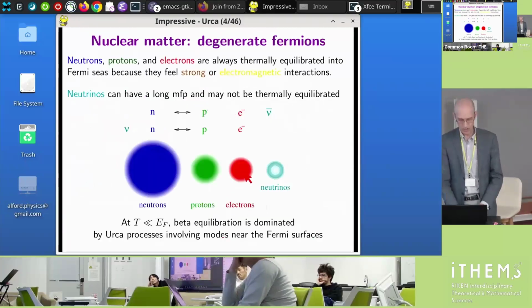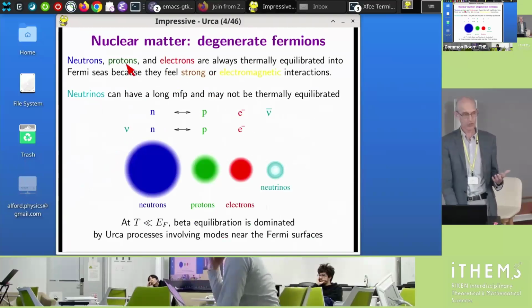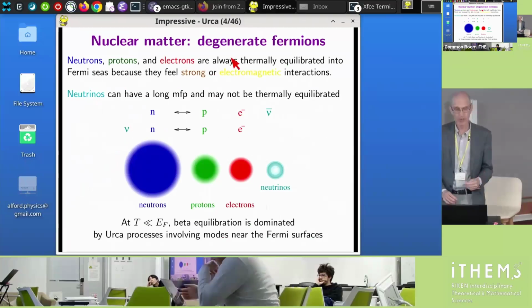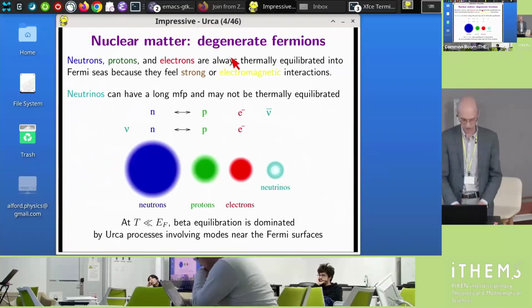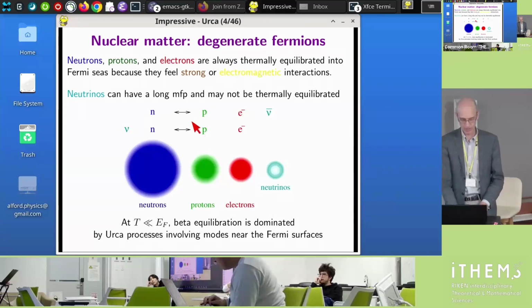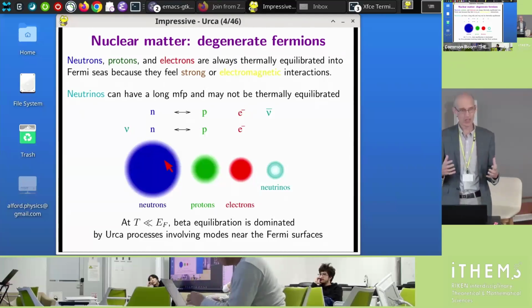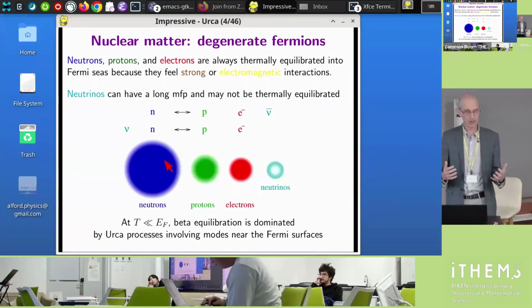So if we want to visualize what's going on, we remember that the neutrons and protons and electrons are always in thermal equilibrium, because they feel sufficiently strong interactions to ensure that in a very short time scale, they thermalize to a Fermi-Dirac distribution. The neutrinos, however, have a much longer mean-free path, so they are not always going to be thermally equilibrated. And what we're going to be talking about is these processes that establish this equilibrium between the species. But what we should imagine when we're thinking about one of these fluid elements is Fermi spheres of states that are filled up to a Fermi energy or a Fermi momentum.